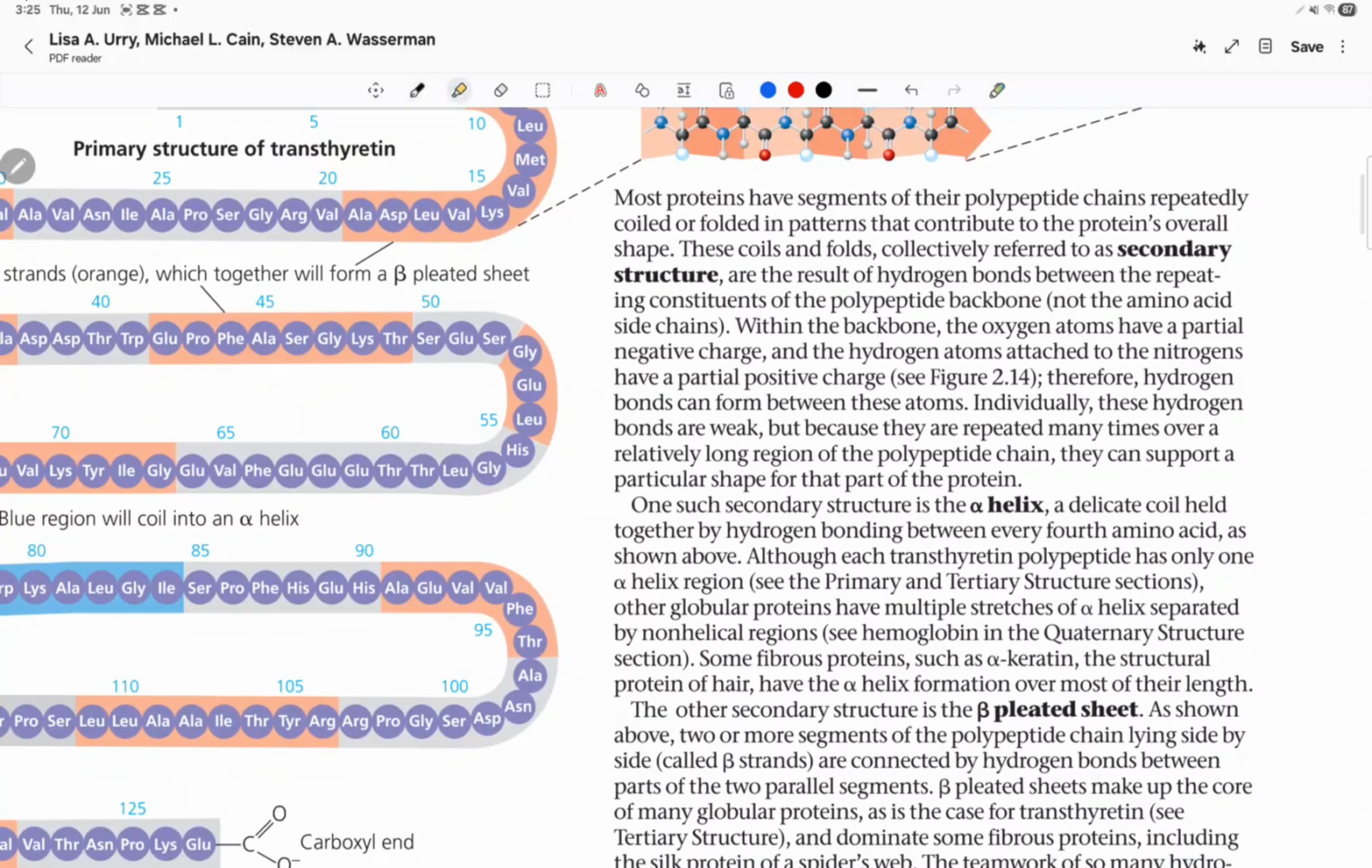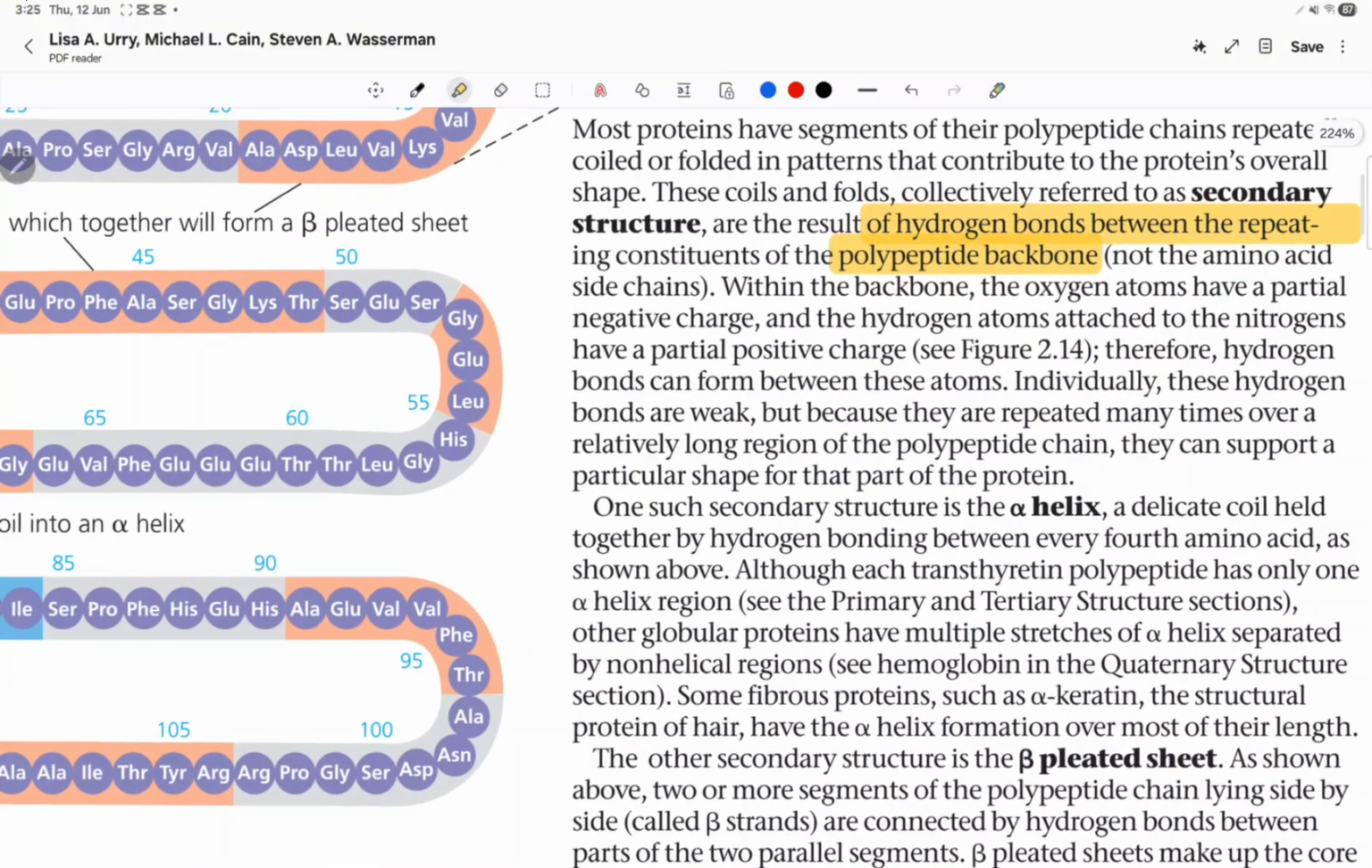So the hydrogen bonding of the polypeptide backbone is between the partially negative oxygen and the partially positive hydrogen. And the hydrogen has to be attached to a nitrogen. So the hydrogen that's on a nitrogen connecting with an oxygen: partial negative, partial positive, a hydrogen bond.